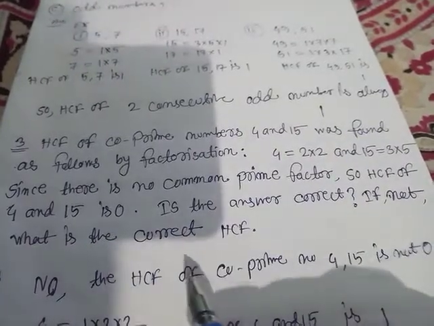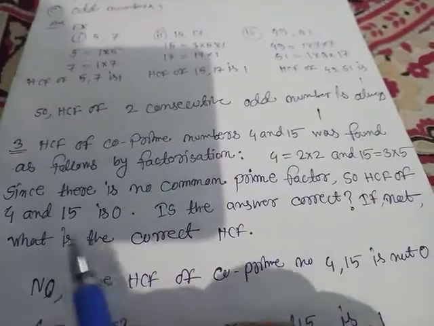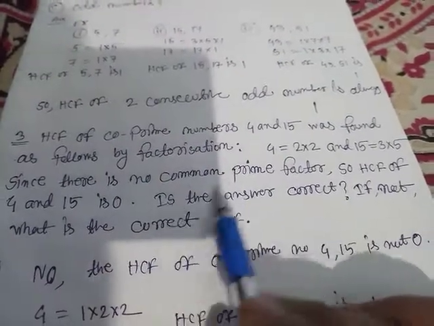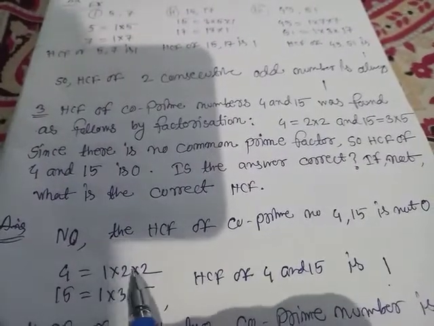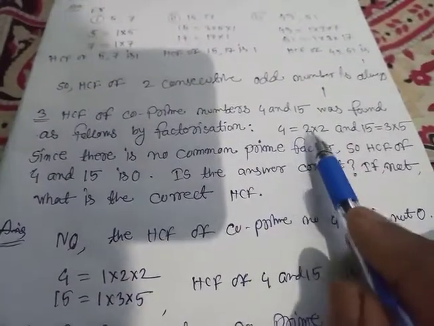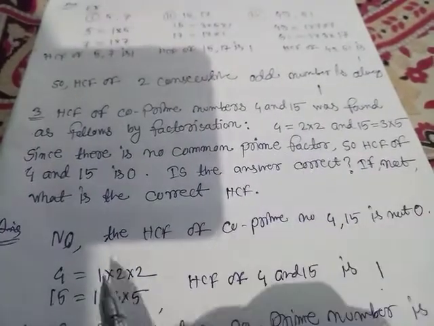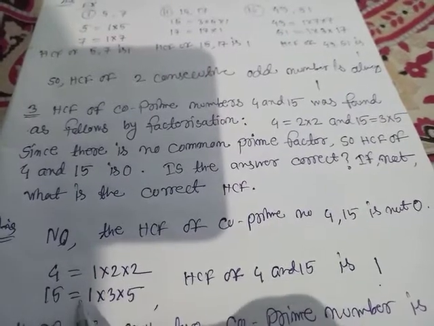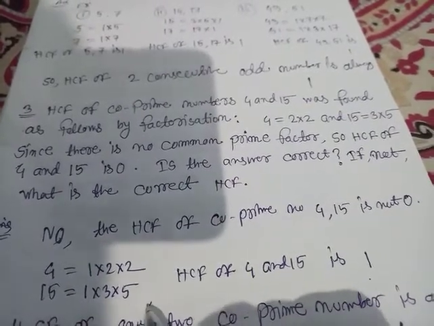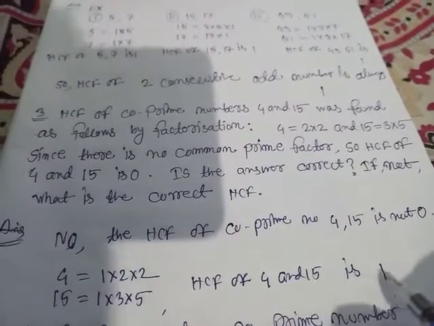The HCF between two co-prime numbers is not 0. This statement is false, because 4 equal to 1 into 2 into 2. Here 4 equal to 2 into 2 into 1, where 1 is in disguise. 15 equal to 1 into 3 into 5. So HCF of 4 and 15 is 1.